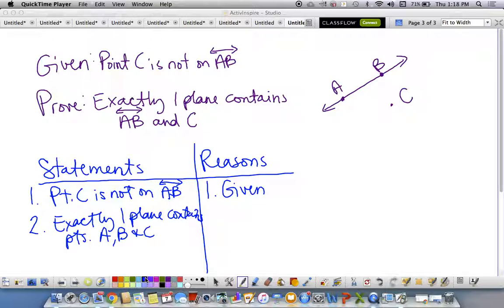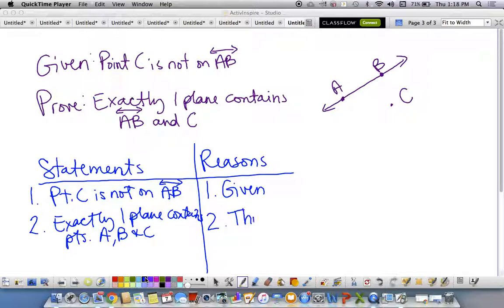In my reasons, can I simply write postulate 6? No, I can't, because I, as a teacher, am not going to go look up what postulate 6 says. I don't know what it says. I've got to look it up. I don't know what postulate 9 says either. So I need you to say what it says. Through any 3 non-collinear points. Now, can you paraphrase? Yes. If you can get the point across to me, do it.